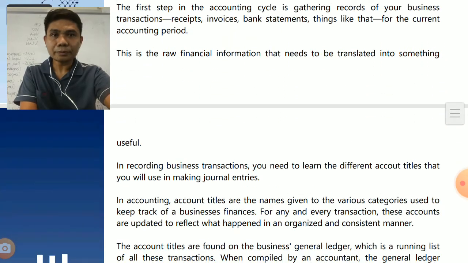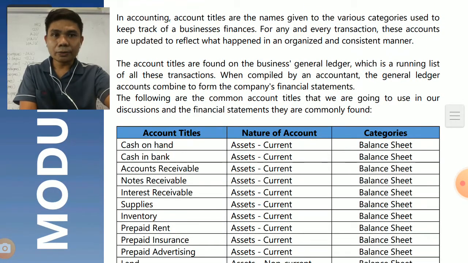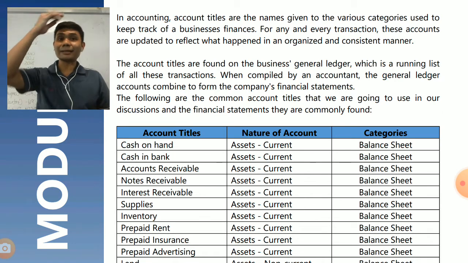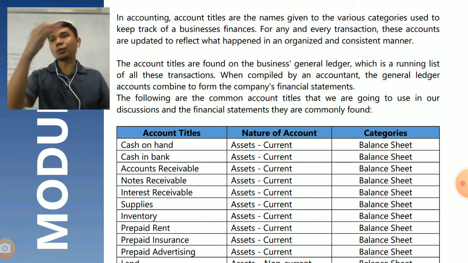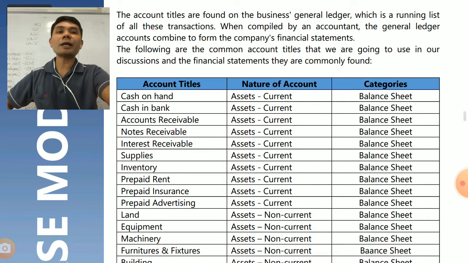Okay, here in analyze and record transactions: before you can record a transaction, you must first analyze it. Analyze what accounts will be recognized or recorded in your journal entry. These are the different account titles that you are going to use in recording business transactions. Each has an account title, nature of account, and category.